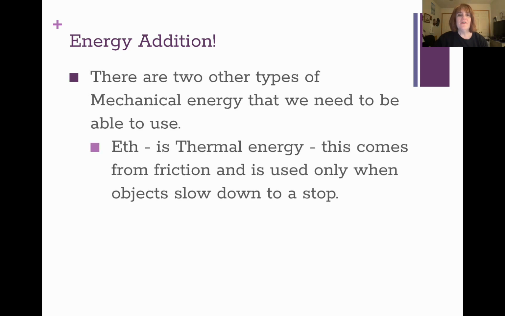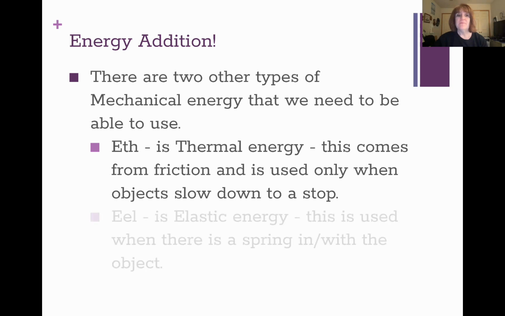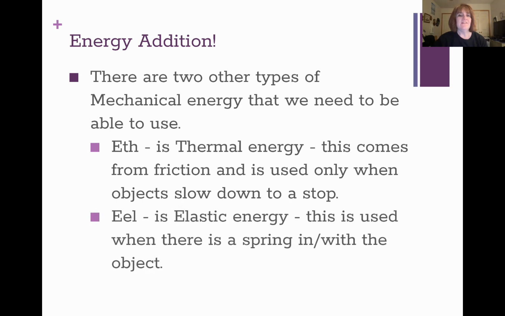But there are two additional forms of mechanical energy that you need to be aware of. They are ETH. It is actually known as thermal mechanical, and it comes from friction. It's what causes objects to slow down. And then you have EEL. EEL is mechanical elastic energy, and it comes from springs or bounces, if we're going to look that deep, within an object. So you also need to be looking for those two types of energy as well.